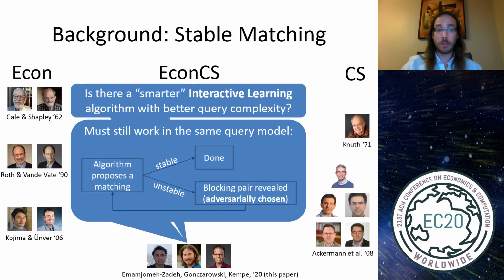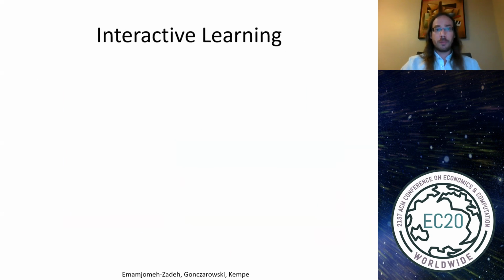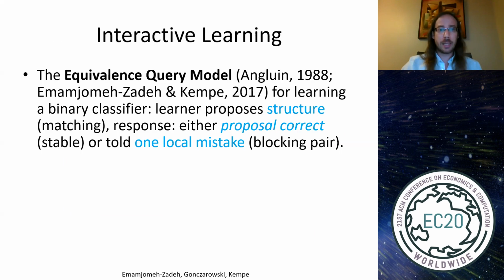The algorithm now can propose a new matching. If it's stable, it wins. If it's unstable, another blocking pair is revealed. The algorithm then, based on these two blocking pairs, can propose another matching, etc. So this fits quite nicely into the equivalence query model of Angluin in 1988, also generalized by my co-authors on this paper a few years ago for learning a binary classifier.